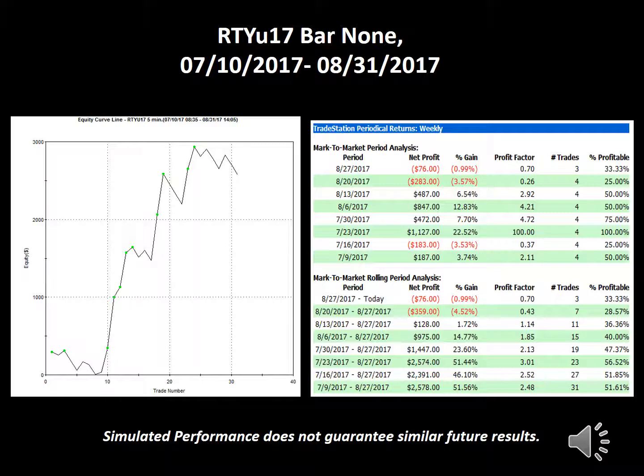Here's the bar none with the equity curve and with the weekly performance, and it's usually about 4 trades a week there. And if you would have started at July the 16th, basically you would have been up about 2391. If you would have started on August the 20th, just recently, you'd be down 359. And you can see it had a sharp run up, and in the last couple of weeks it's been basically flat to losing just a little bit.